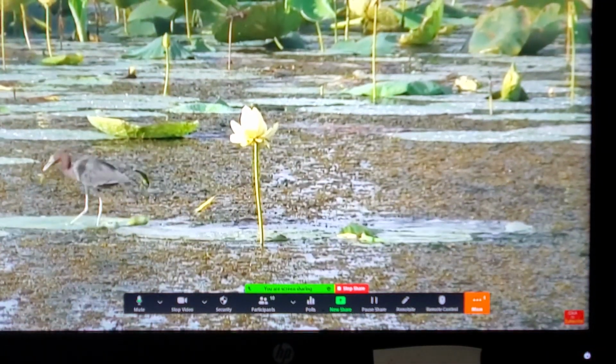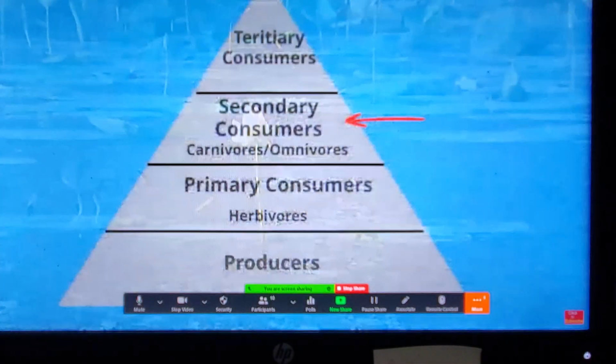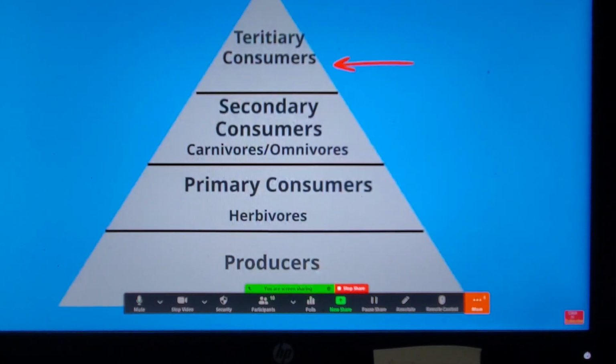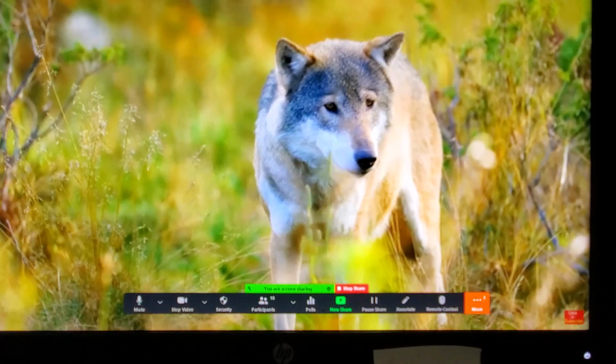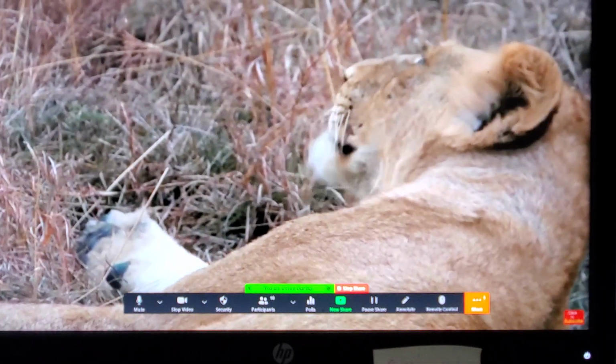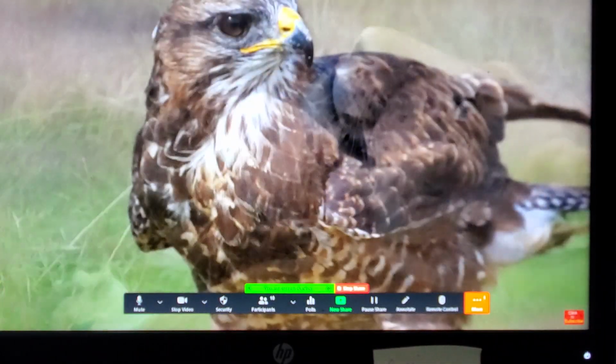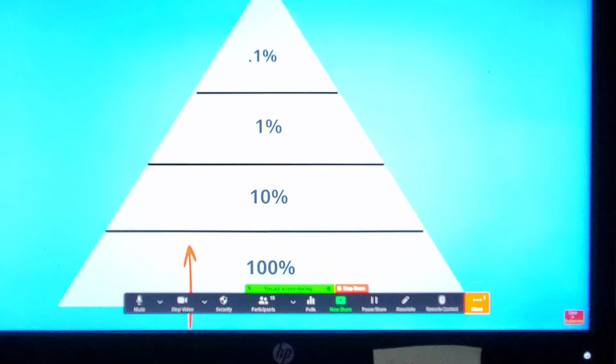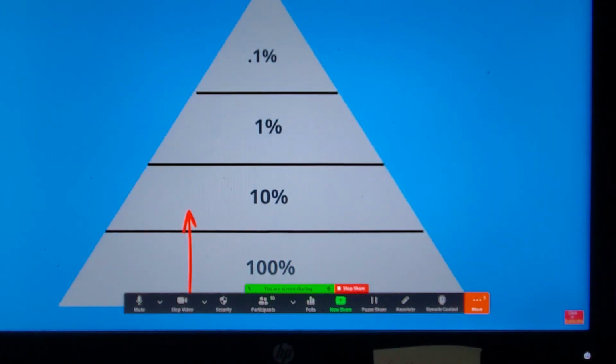Above the secondary consumers are tertiary consumers. Tertiary means third level. They consume secondary consumers. This level includes carnivores. Examples would include wolves, lions, and this hawk. Each layer of the energy pyramid is called a trophic level. And as you move up each trophic level, 90% of the energy is lost, much of this to heat, and only 10% is transferred to each layer above it.